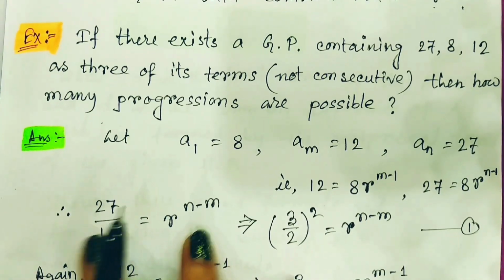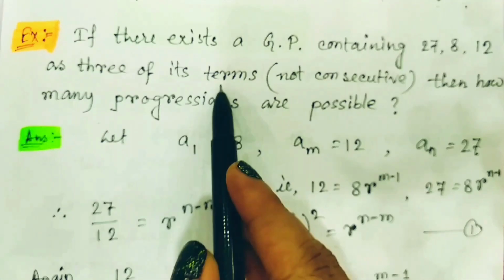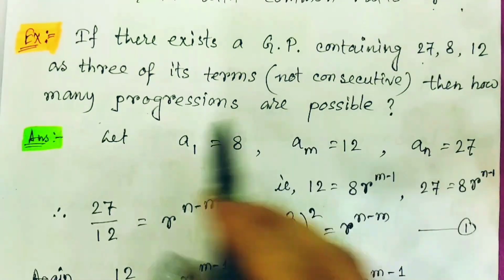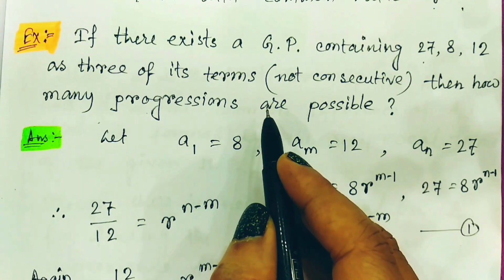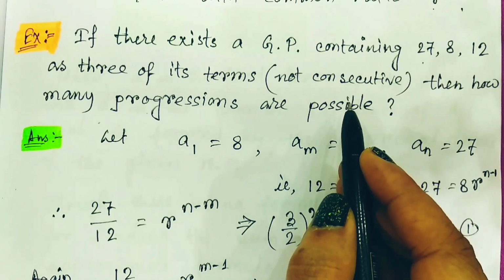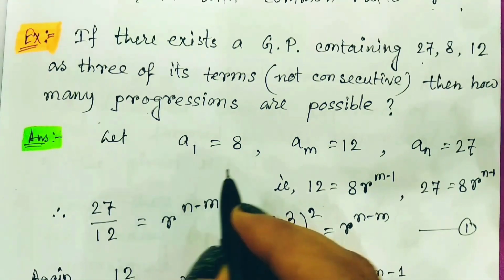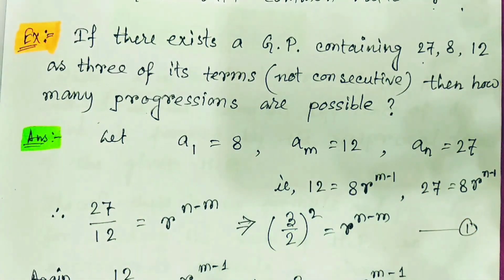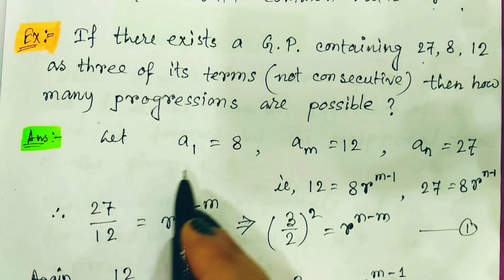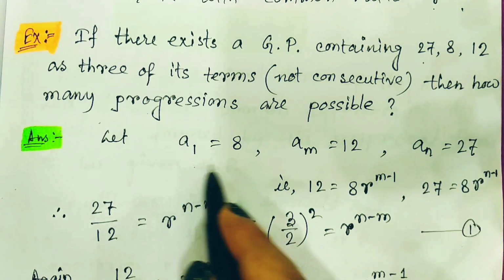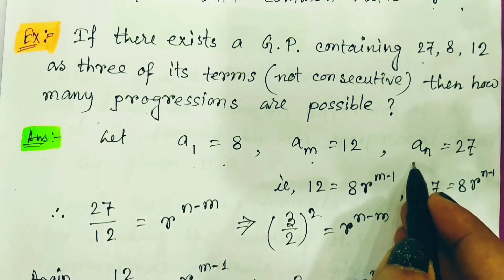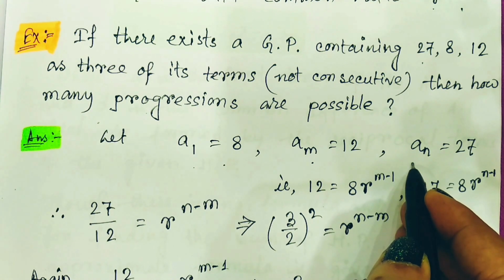In this example, it is given that there exists a GP containing 27, 8 and 12 as three of its terms, and these terms are not necessarily consecutive. Then how many progressions are possible? With these three terms contained, how many GPs can be constructed? Initially, let us consider 8 as our first term, so it is a1. We say 12 is the mth term and 27 is the nth term. We don't know which term is which.